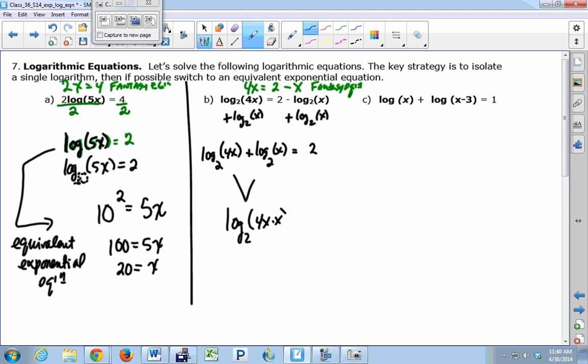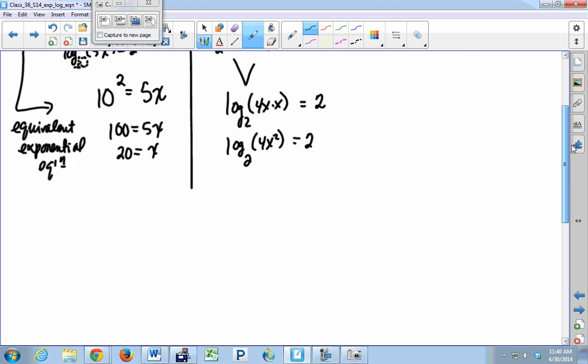So this looks like this. log base 2 of 4x times x equals 2. How can I simplify 4x times x? What can I call that? 4x squared. Okay, so there's my log equation. I want to make it into an equivalent exponential equation.